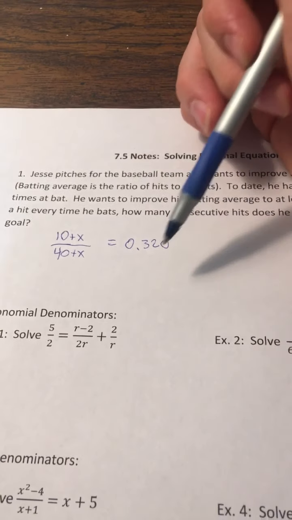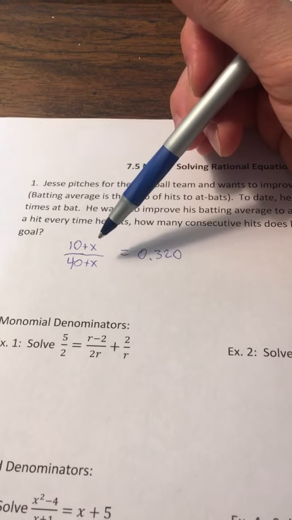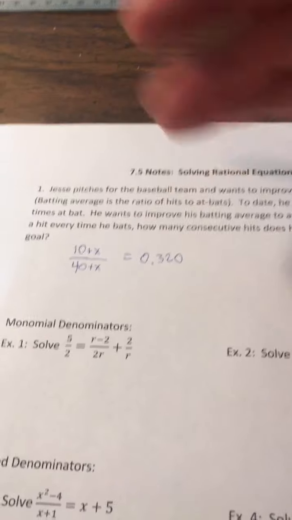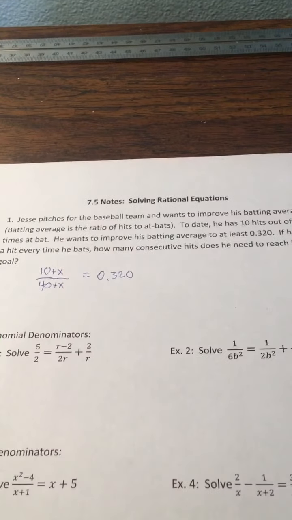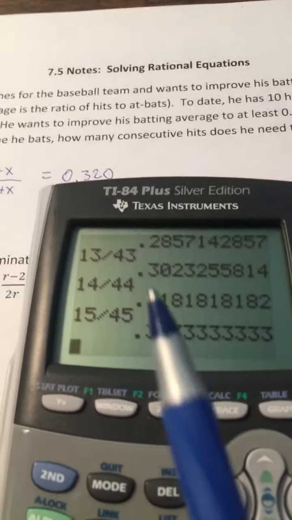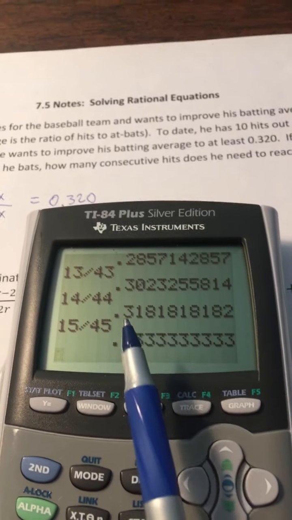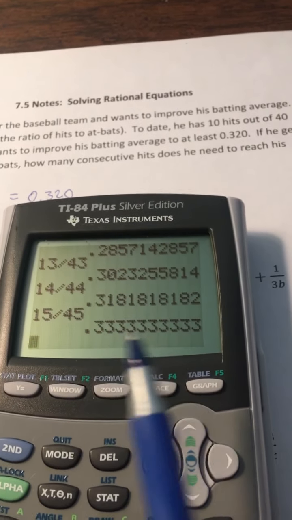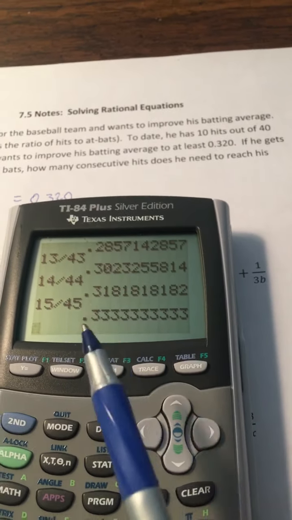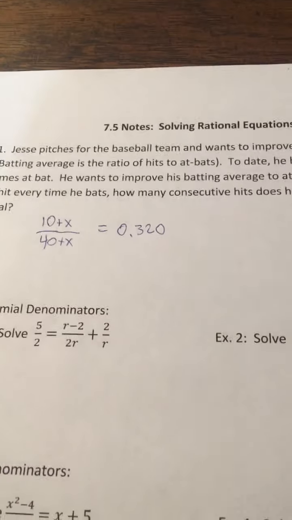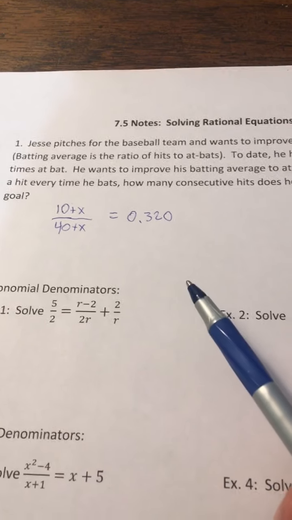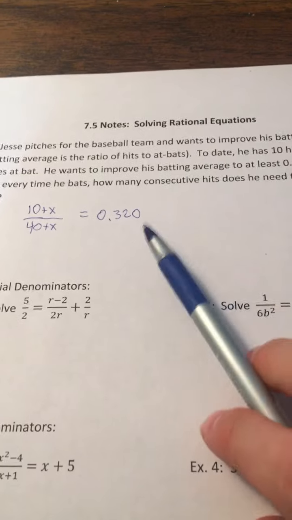Now, to solve this, a couple of things you could do. Yes, you could just try different numbers. What does 11 out of 41 come out to be? What is 12 out of 42? If you just try different numbers, if he hits 14 out of 44, that'd be a 318, still a little too small. 15 out of 45 would be a 333. That would be big enough. That would reach his goal, so the answer to this problem would be 5. So yes, you could do it that way, but we're also going to look at how you can solve this algebraically without just trying a bunch of different numbers, because it's not always going to be that quick and easy to solve. So let's come back to this problem.